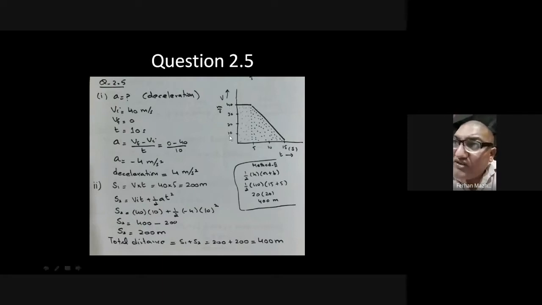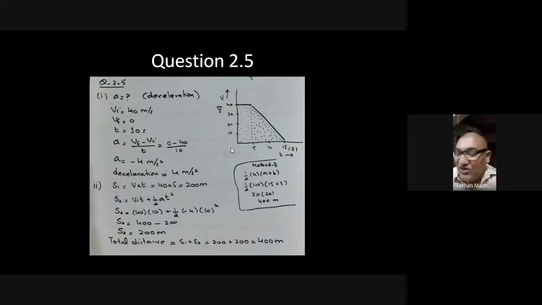So the height of the trapezium is 40. These are the two parallel sides: one parallel side is 15 seconds, and the second parallel side is 5 seconds. So the formula is 1 by 2 into h into the sum of parallel sides. So 1 by 2 into 40 and the sum of 15 and 5. So you will get 400 meter. This is the second method to find the distance traveled. You can find the distance traveled directly from the graph. If you have drawn the speed time graph of that motion, the area under the graph will be equal to the distance traveled. So that was question number 2.5.